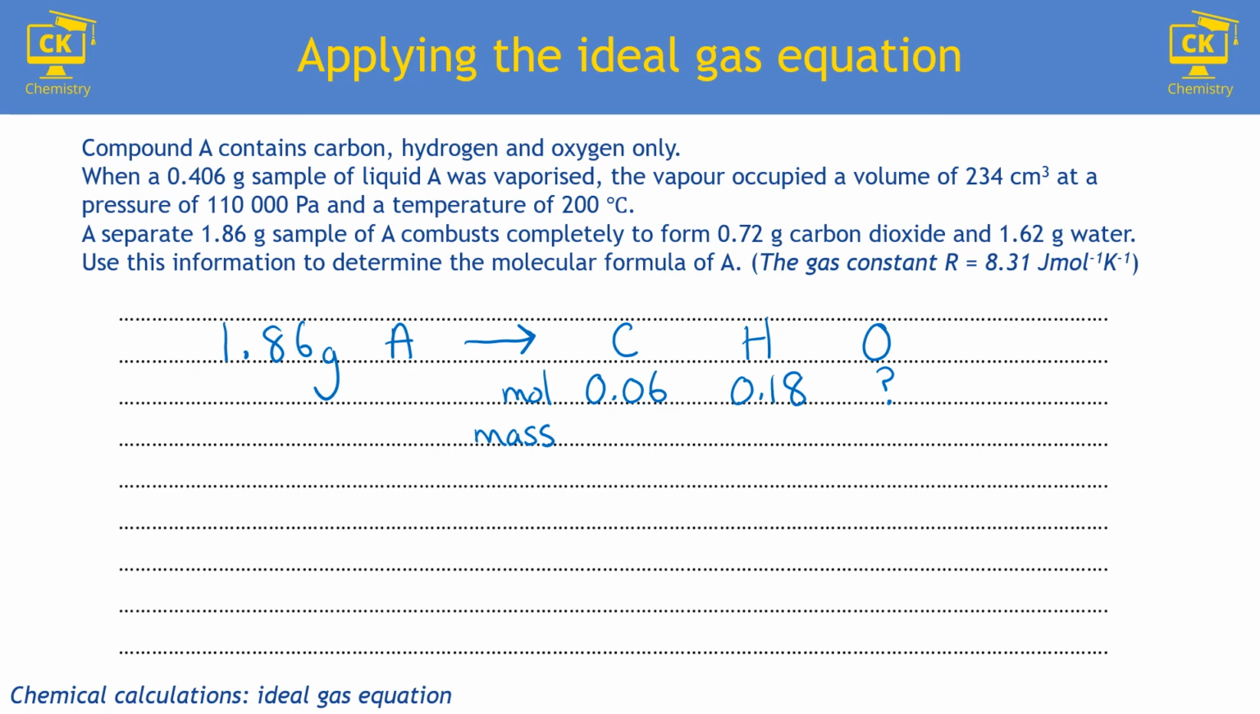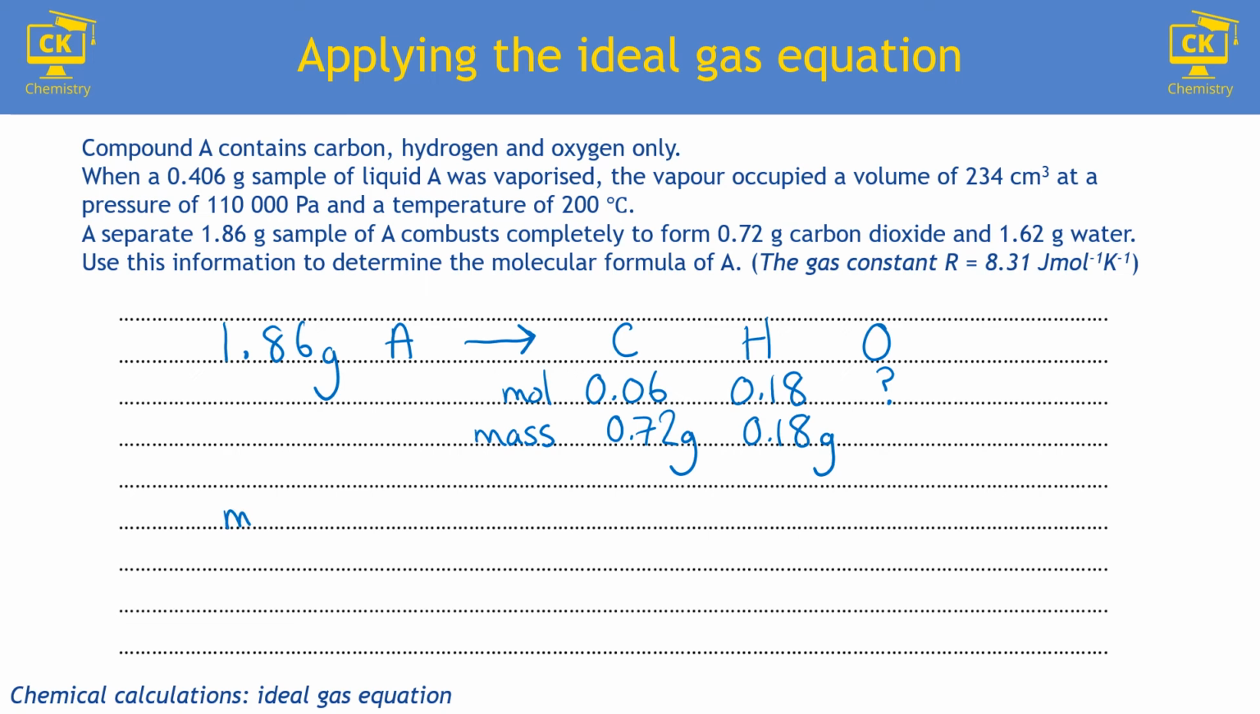So what we can work out is the mass in grams in this particular sample of carbon and of hydrogen. So take 0.06, I'm going to times that by 12, which is the atomic mass of carbon. That gives me 0.72 grams in my original sample. The mass of hydrogen is just 0.18 times 1. So remember, this is hydrogen atoms that we're looking at because it's in a formula. We're not looking at H2 gas.